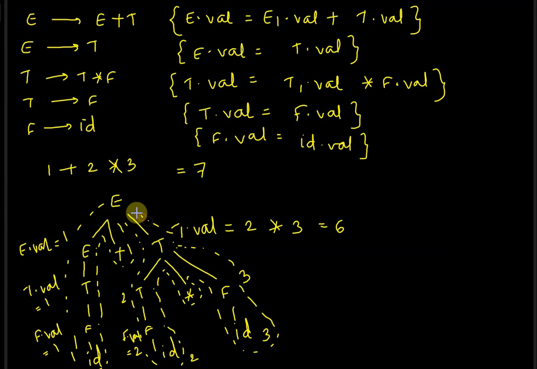So again go on top, and when you reach at E, just check if there is any rule which states E gives E plus T. E gives E plus T. Yes, there is one rule. What is the action associated with this rule?